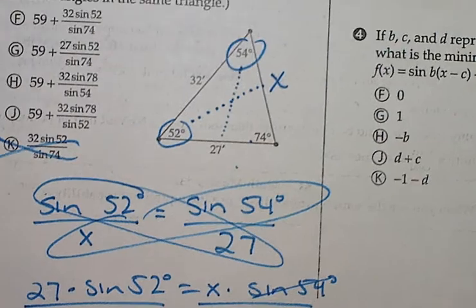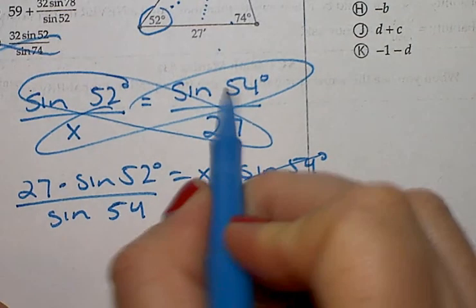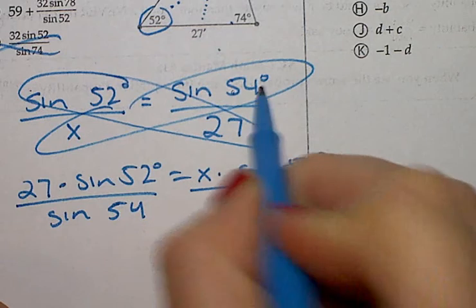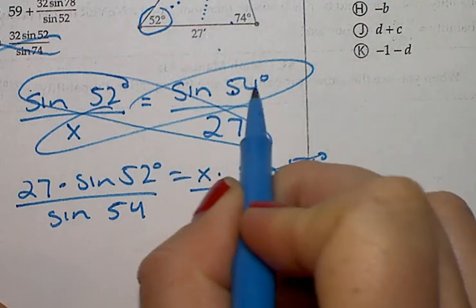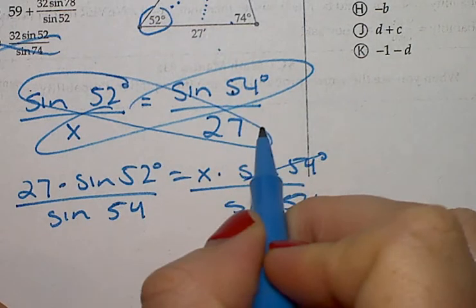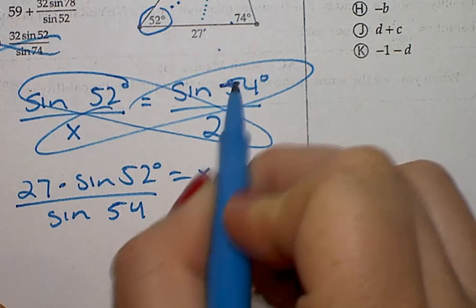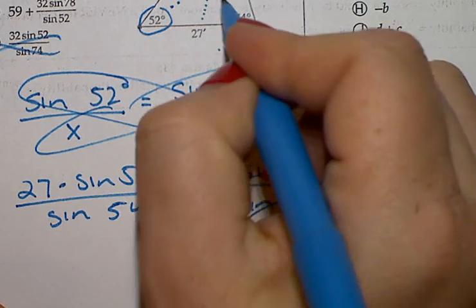Okay, so now we're going to do this. We're going to do it again. But instead of putting a 54 here, I'm just going to be lazy, watch. What other angle could he have used? So, write 74 here, and it's over the length of 32.